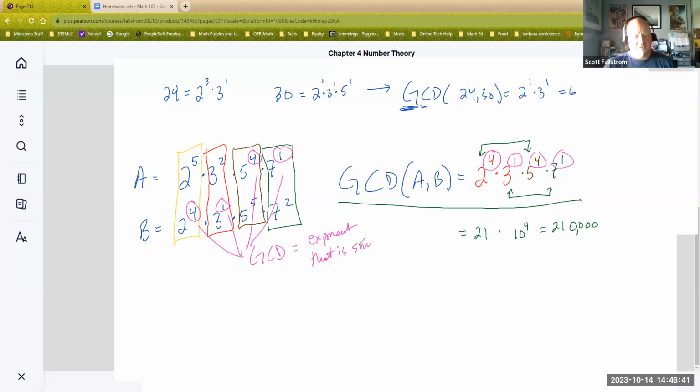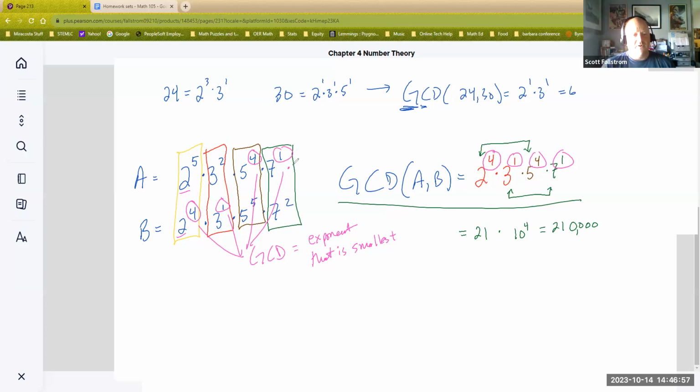That is the smallest. So if both of them have 2's, you have a 2 to the 5 and a 2 to the 4, you'll use 2 to the 4 because it will divide each of them. If you have a 3 to the 1st and a 3 to the 2nd, you'll use 3 to the 1st because it divides both of them.